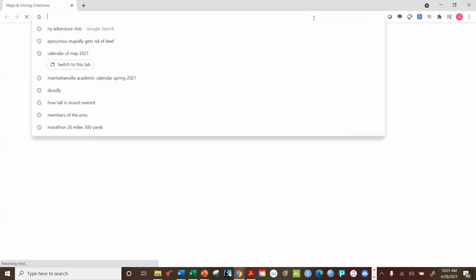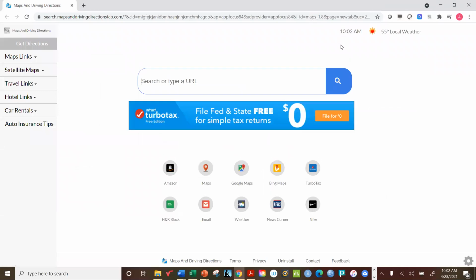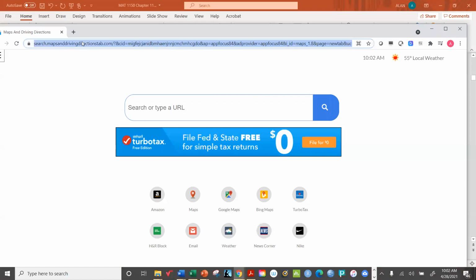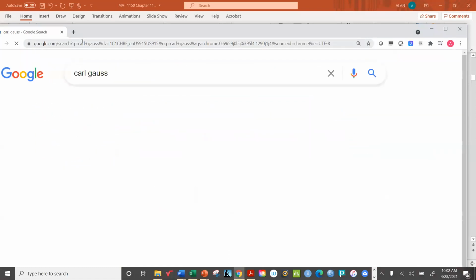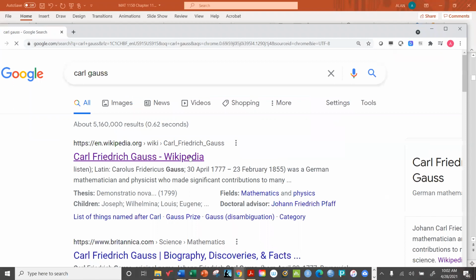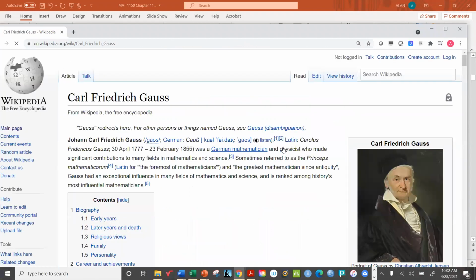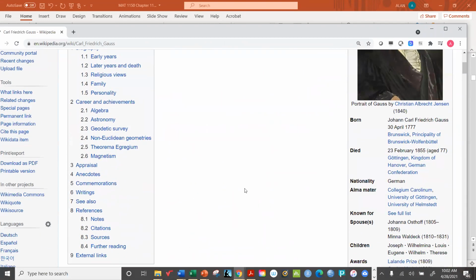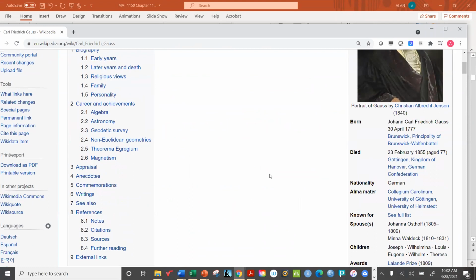Let's see. Let me go get this. No, it didn't like that, huh? So, oh, here we go. April 30, 1777 through 1855. Okay, so this is Carl Gauss, and one of the really top mathematicians of all time.